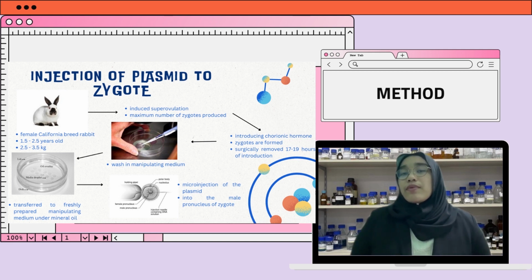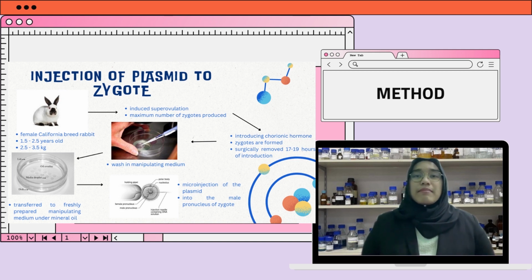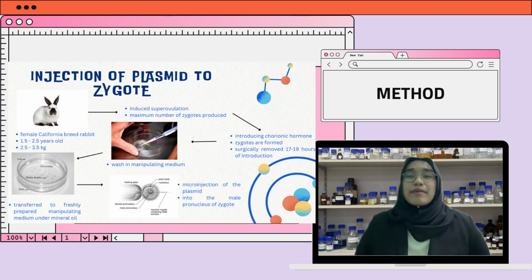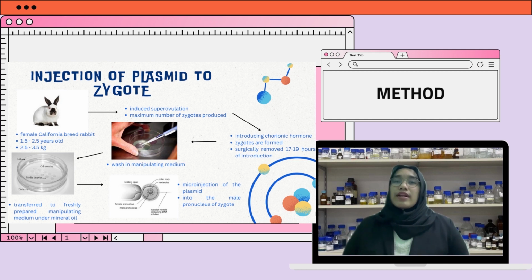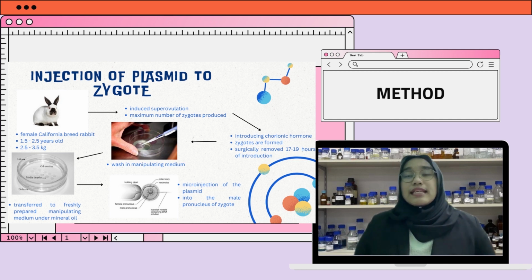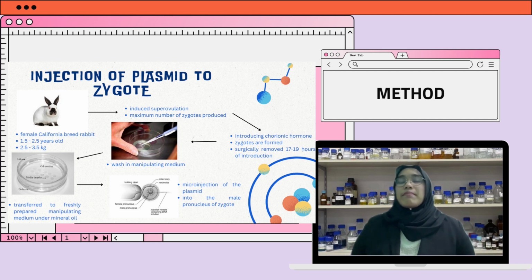The zygotes formed will then be removed surgically. Next, the zygotes will be washed in manipulating medium. Then, the zygotes will be transferred to freshly prepared manipulating medium under mineral oil. Lastly, the zygotes will be injected with the plasmid at the male pronucleus of the zygote.